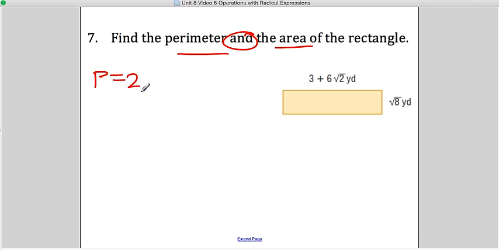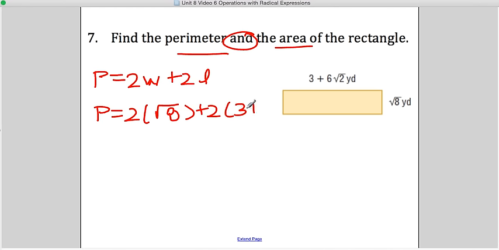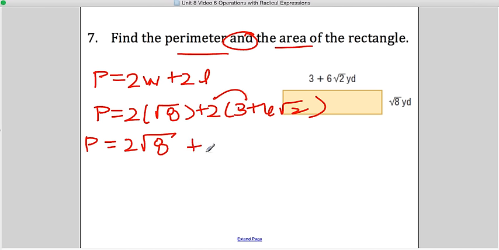So you take 2 times your width plus 2 times your length. So 2 times my width, which is the square root of 8, plus 2 times my length, which is 3 plus 6 square root of 2. If I start simplifying, this is really 2 square root of 8 plus, distributing the 2, 6 plus 12 square root of 2. Okay, I want to combine like terms if I can.